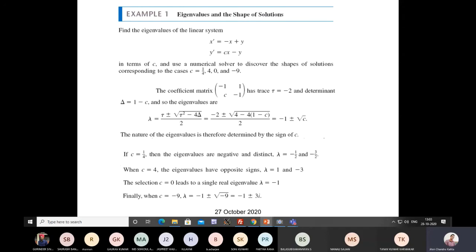Right. So firstly, let us take c equal to 1 by 4. Then what happens? The eigenvalue is going to be -1 plus or minus half, so it is going to be -1/2 and -3/2. So basically what you see here, both the eigenvalues are distinct, and they have the same sign.